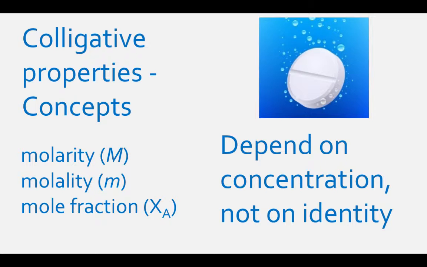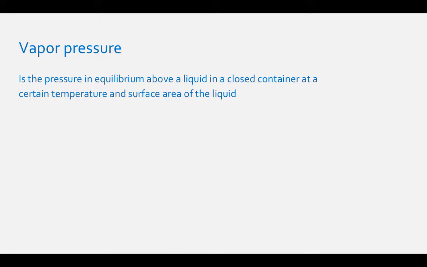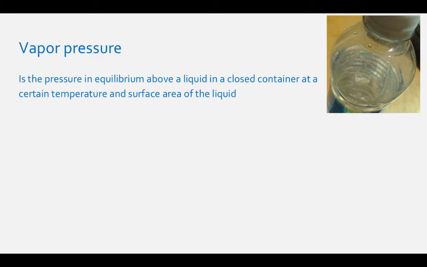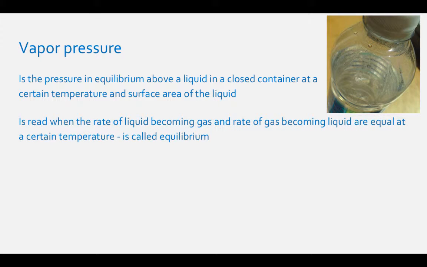The first concept to understand is vapor pressure. Vapor pressure is the pressure at equilibrium above a liquid in a closed container at a certain temperature and surface area of the liquid. Think of it like this. If you leave a closed bottle of water on the counter, some of the liquid molecules are turned into a gas and are released from the top of the liquid. You can view this as condensation on the sides of the bottle above the liquid. Eventually, the rate of liquid becoming gas and of gas becoming liquid will be equal, and then equilibrium is reached. This is when the vapor pressure is read at a certain temperature.